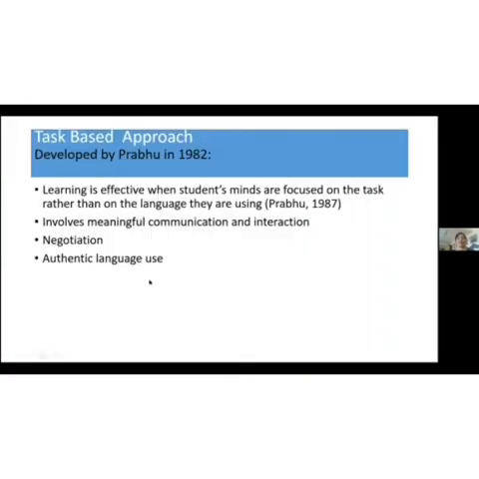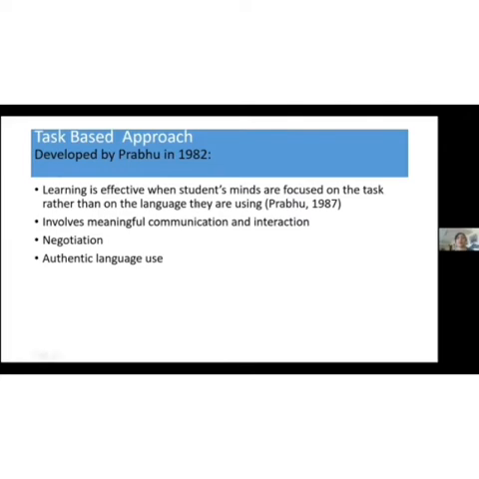So here we can see a child is learning not only from a teacher, but from his friends, from his peers. The task-based approach, developed by Tuck in 1982, holds that learning is effective when students' minds are focused on tasks rather than on the language they are using.